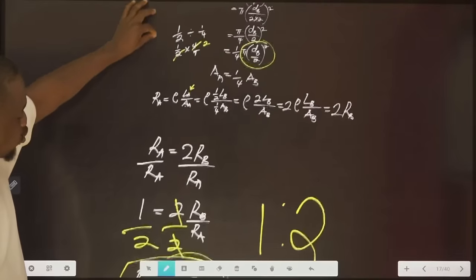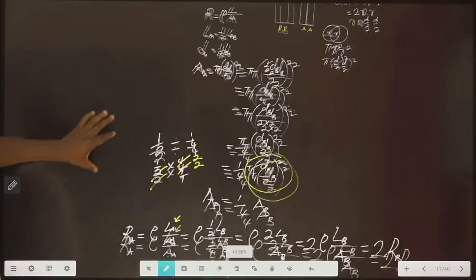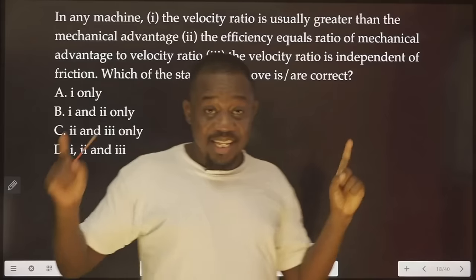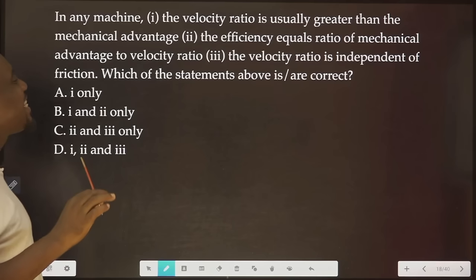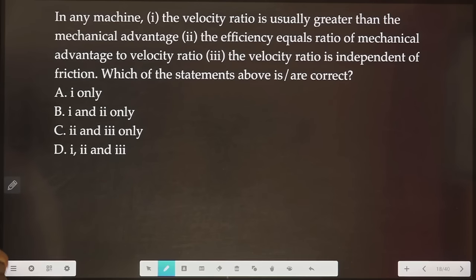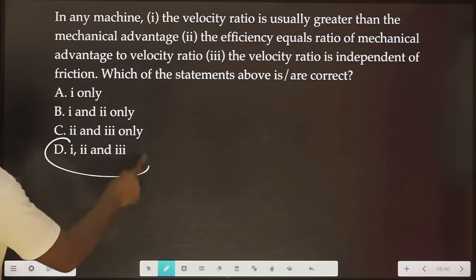Hope you understand this. Use what is given to us to get what we are looking for. I believe this is a revision class for you. You should already know resistivity, resistance of materials, and so on and so forth. Let's look at this question. It says what? In any machine, 1, the velocity ratio is usually greater than the mechanical advantage. Very correct. 2, the efficiency equals ratio of mechanical advantage to velocity ratio. Still very correct. 3, the velocity ratio is independent of friction. Exactly. It's independent of friction. Therefore, this is the correct answer.